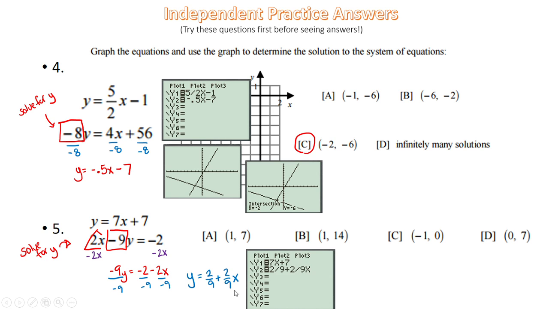Now I'm going to type both of these equations into my y equals key. Look at the picture, and we see that they cross. We can use second trace, 5, enter, enter, enter, and see that the intersection is (-1, 0), which is C.